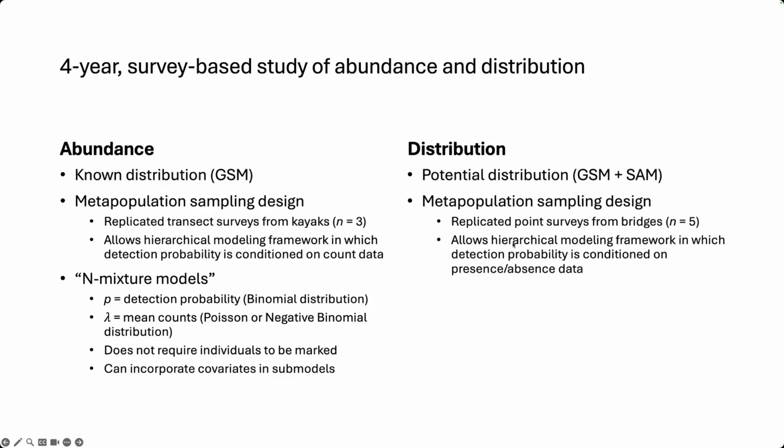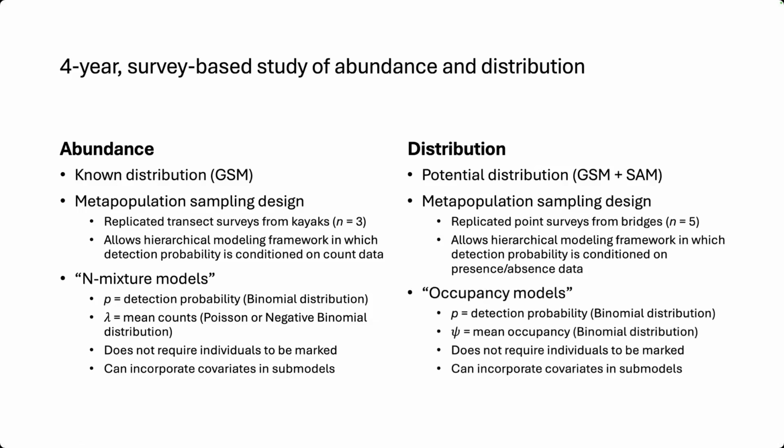So similarly to the abundance models, this allows a hierarchical modeling framework in which our detection probability can be conditioned on presence-absence data. So these are typically called occupancy models. And once again, we're going to model P, which is the detection probability, also on the binomial distribution, and psi, which is the mean occupancy, or the proportion of sites occupied, which is also modeled with a binomial distribution. Once again, this does not require the animals to be marked or otherwise identified, and likewise can incorporate covariates in the submodels.